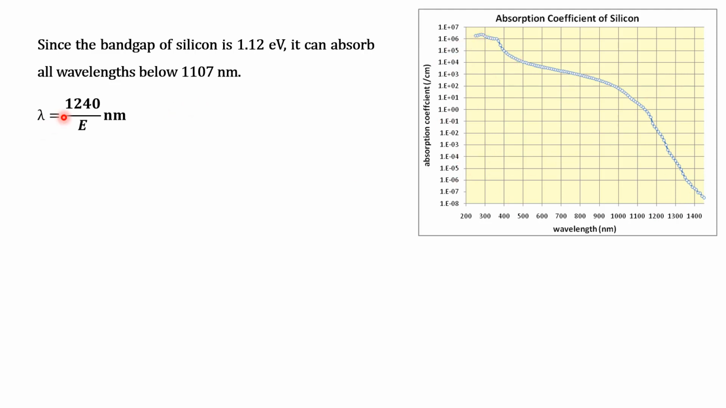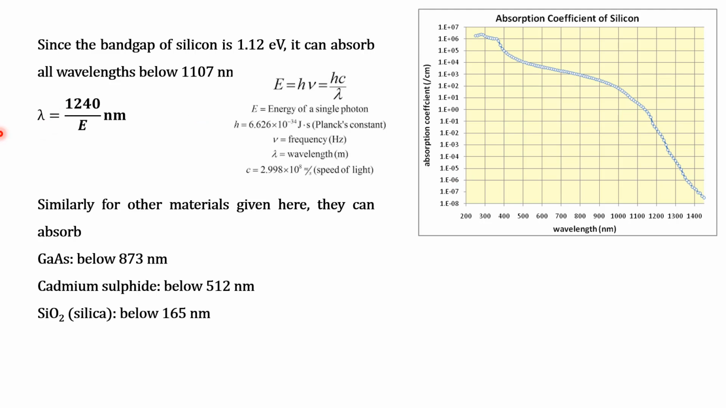For other materials like gallium arsenide and cadmium sulfide, if you substitute, it will be below 873, any value it can absorb, and below 512, any value of sufficient amount it is capable of absorbing. But silica can absorb only below 165 nanometer. 165 means almost the entire range is over, and nothing is left to absorb. So it is transparent. It just lets the light go inside and come out. It is not absorbing. So based on this equation, we can decide whether it is absorbing or not.